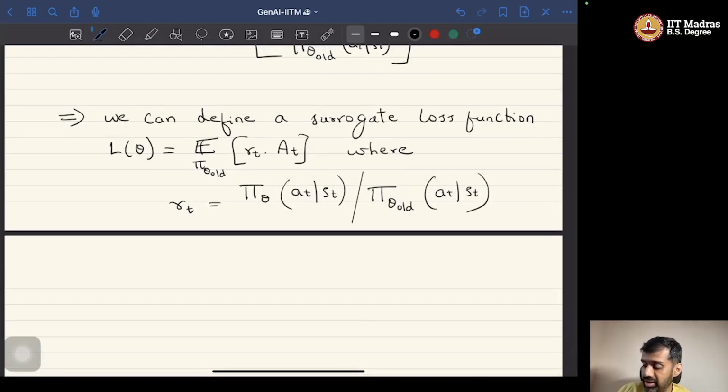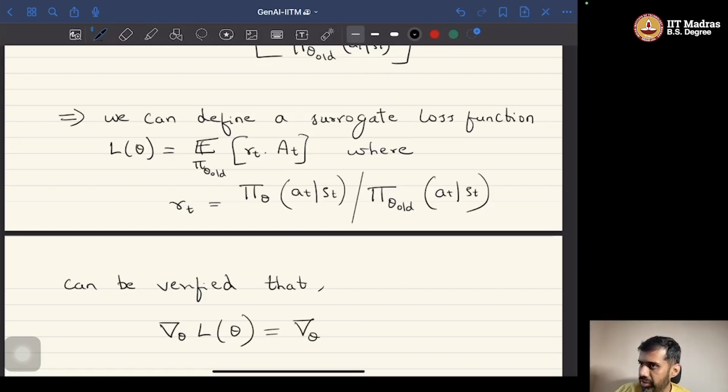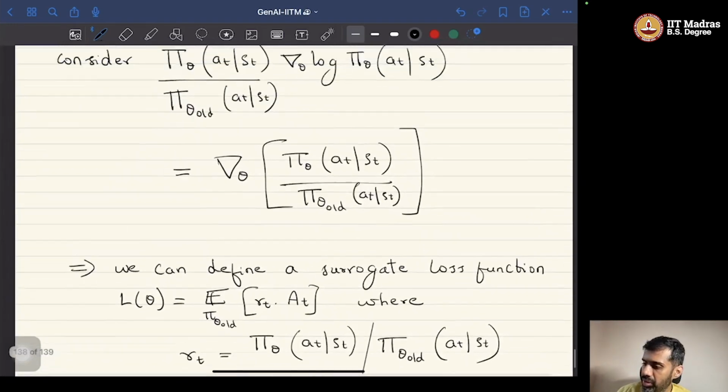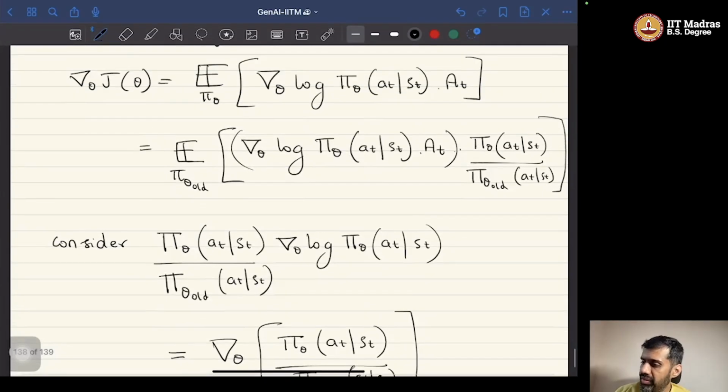It's easy to show, it can be seen, can be verified that the derivative of this particular surrogate is the same as the derivative of the surrogate that we had while we derived the policy gradient theorem at theta equal to theta old. So this is very easy to show. We just showed this actually, right? I mean, if you look at it, we use importance sampling.